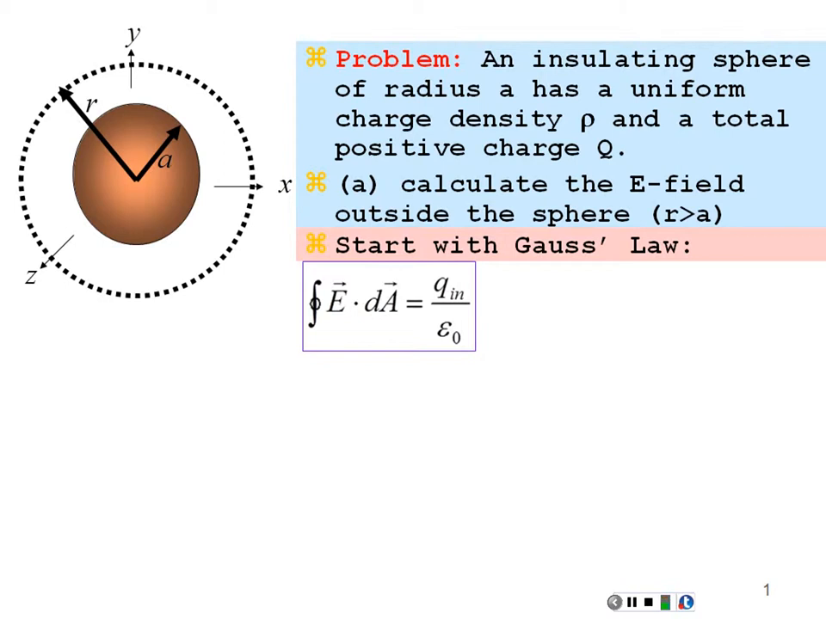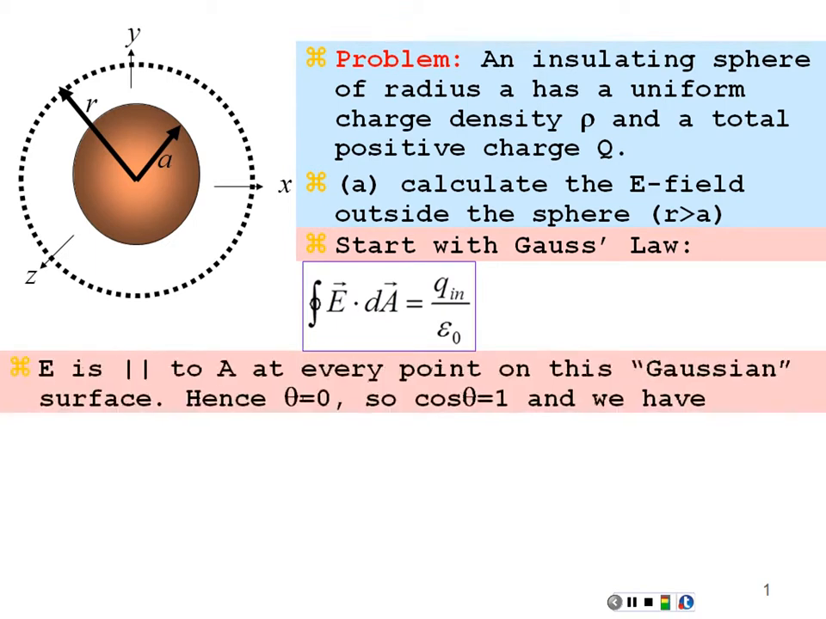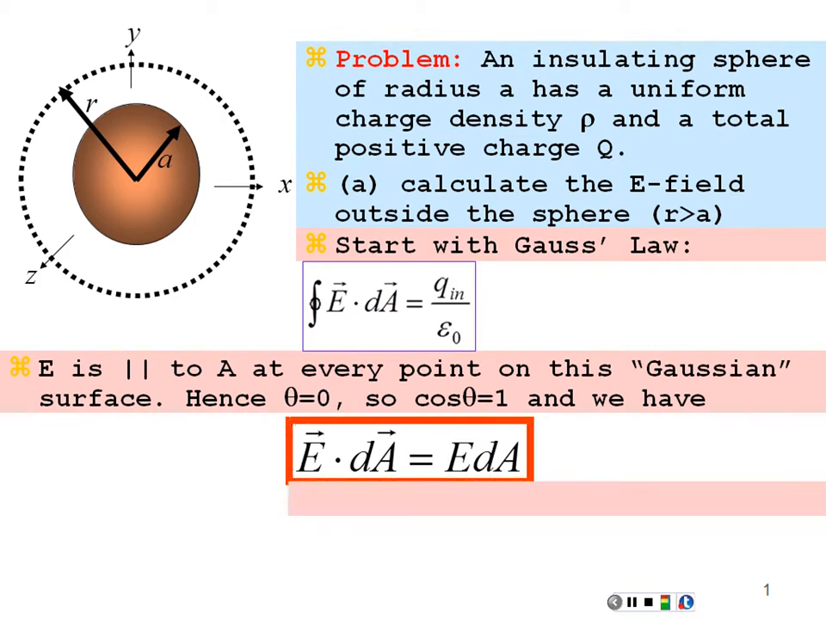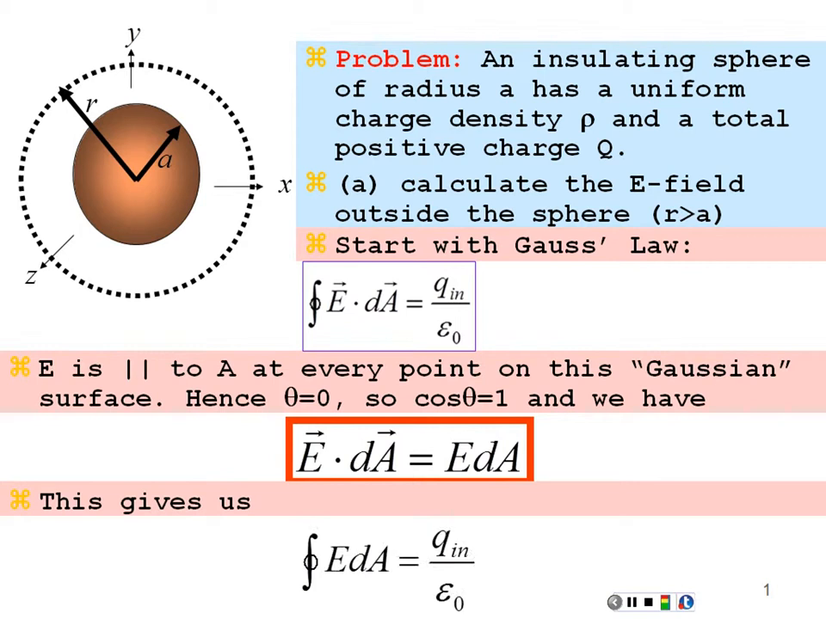everywhere on that surface. So E dot dA is going to be equal to E dA cosine 0, which is just E dA. So E dot dA is E dA. So now it looks like the integral of E dA equals charge enclosed over epsilon naught.